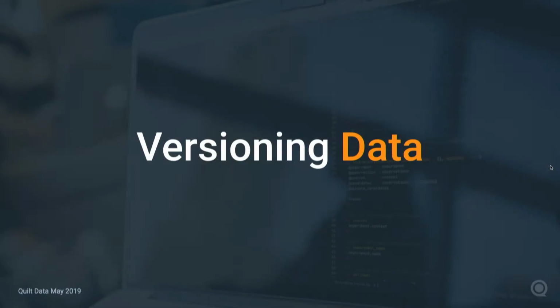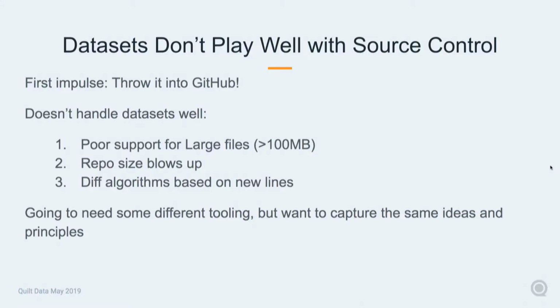Okay, so once we have these packages, how do we go about versioning them and comparing the versions of that data? So you're probably thinking, hey, I already have a way for versioning my source code. Why don't I just put my data in there? I can put all my CSVs in GitHub, and then I don't have to worry about tracking them and comparing them. Well, the problem is that doesn't really work.